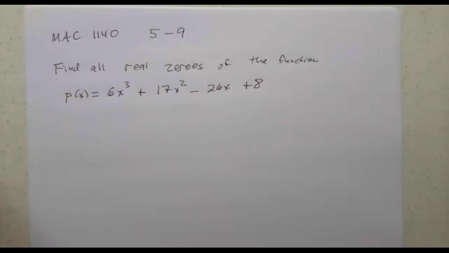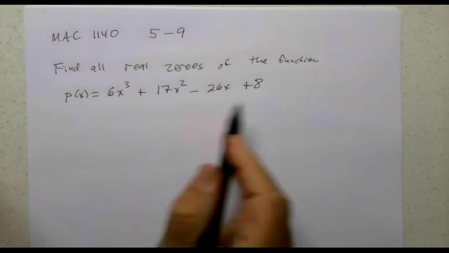This question says find all real zeros of the function 6x cubed plus 17x squared minus 26x plus 8. I'm going to try this the old-fashioned way, as if we didn't have a calculator first. Then I'll show you how we can do it on the calculator. So I think of the rational zeros test.